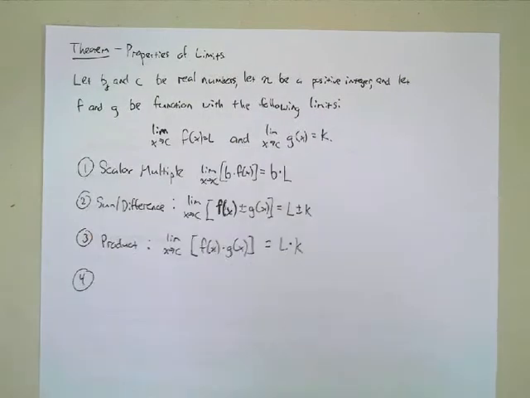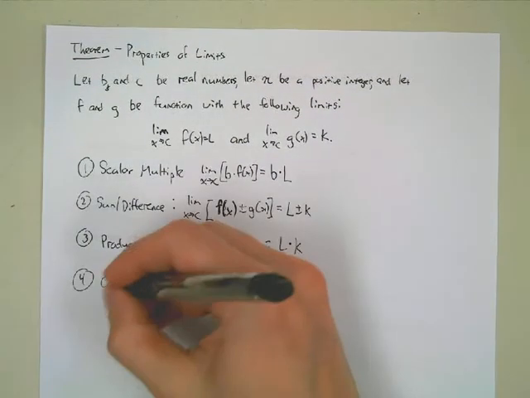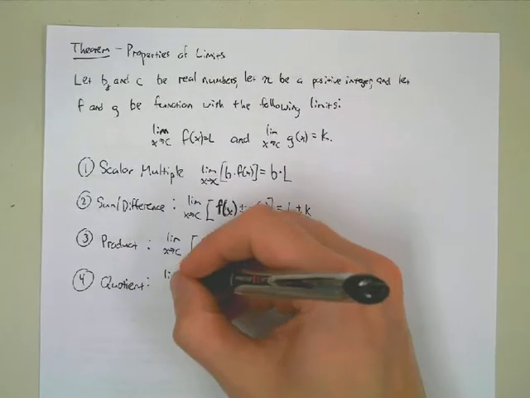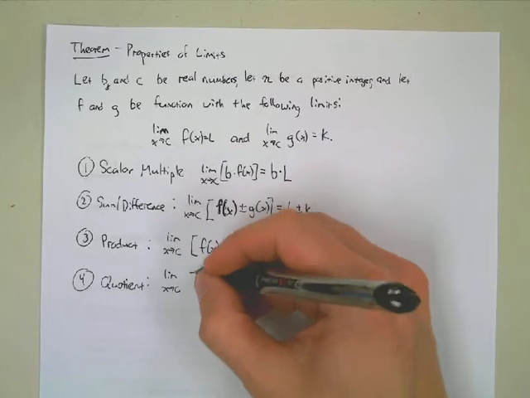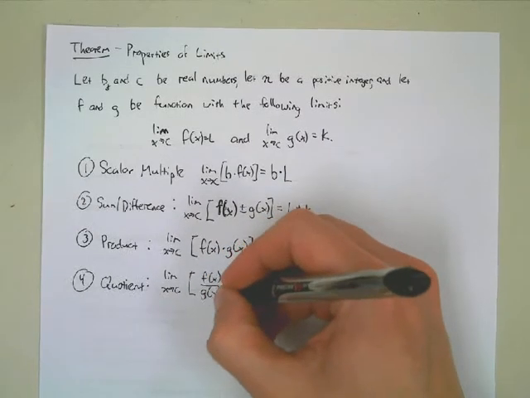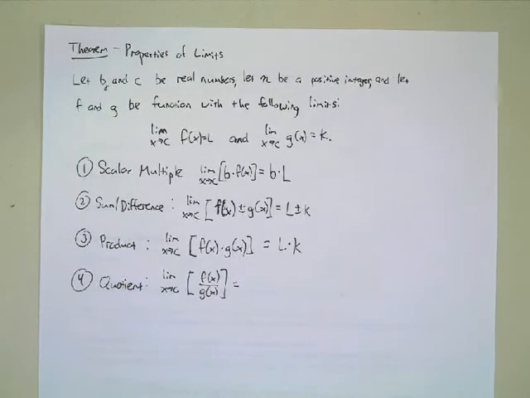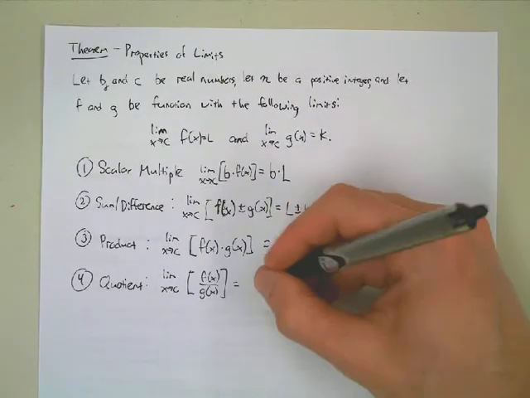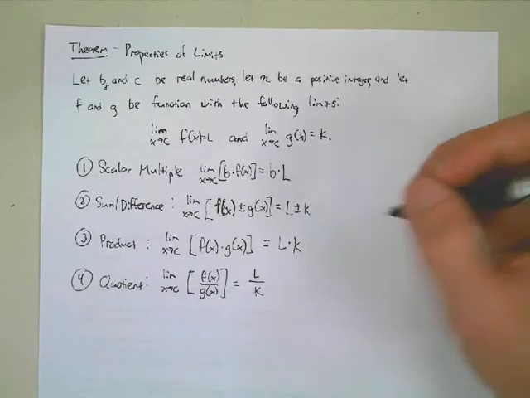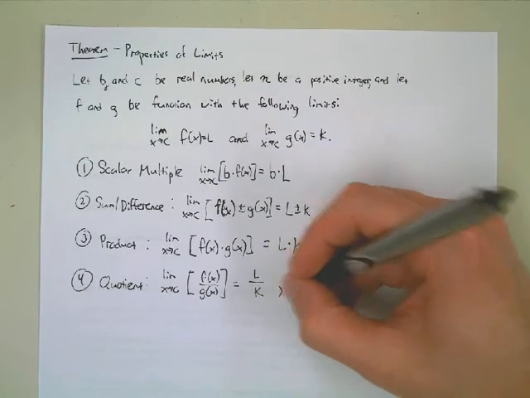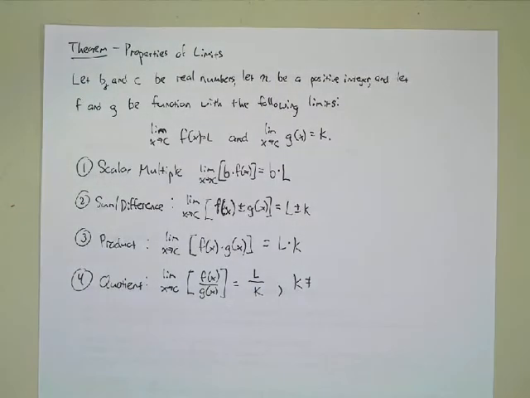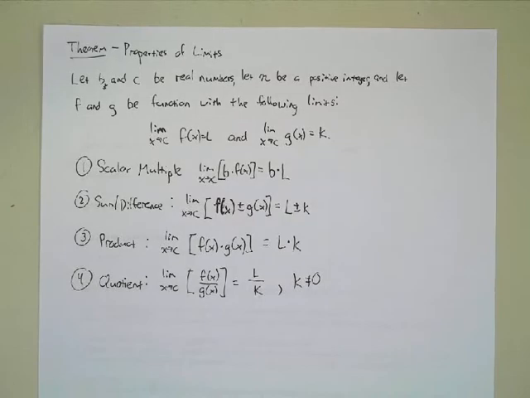All right, number 4, guess what? Quotient. Also works. The limit as x approaches c of f of x divided by g of x. What should that equal? Yeah, so which one is it? F approaches L. G approaches k according to this, so it's going to be L divided by k. We have to have one little caveat here. K cannot equal what number? 0, okay? So your limit would not exist if k is 0.